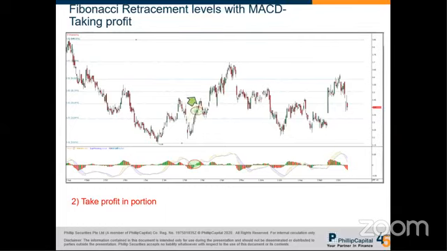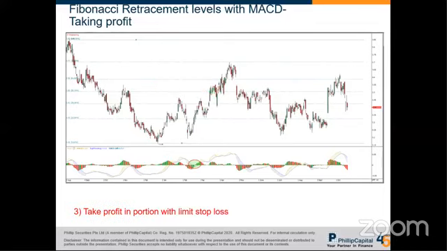Another way you can do is taking profit in portions. Let's say price moves up. At this stage, when the price goes up, I will take maybe 50% of my profit. Then let the other 50% of my trade continue to trail. When price moves up further, maybe I will take 30% profit. Then when the price moves even higher, I take the last profit of 20%. So you slowly take profit in portions.